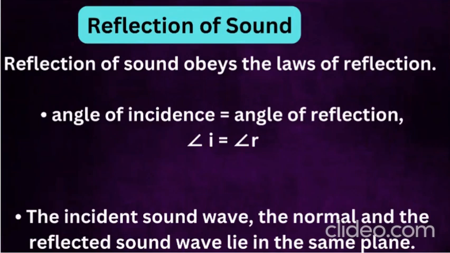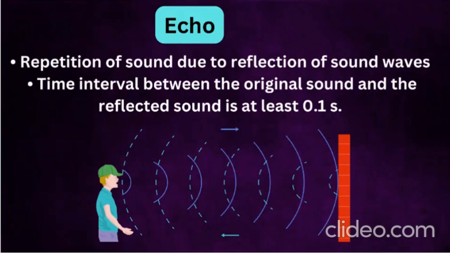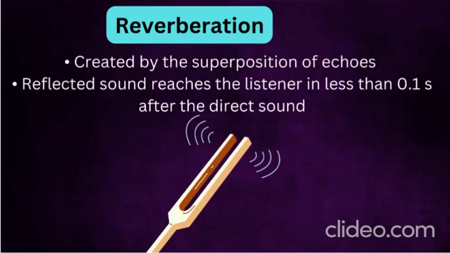That is also the same law of reflection. So what is echo? Echo is nothing but repetition of sound due to reflection of sound wave. Sound wave वापस reflect होके आती है. That is the echo. Time interval between the original sound and reflected sound is at least 0.1 second. दोनों ठीक है, ओरिजिनल साउंड जो है और जो रिफ्लेक्ट हुई है उसके बीच का जो टाइम गैप होगा, that is minimum 0.1 सेकेंड.